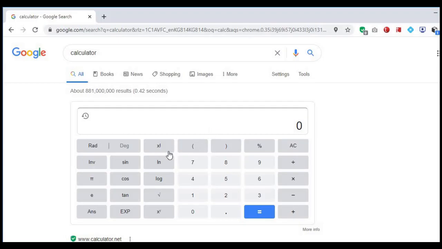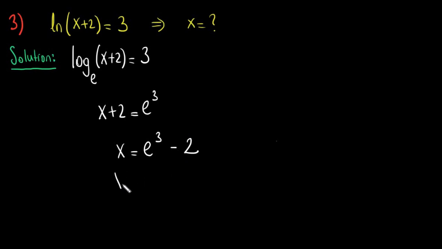So let's use the Google calculator. So e to the power of 3 is just going to be e times e times e. Or we can use this, e to the power of 3 minus 2. That's going to be 18.08, and it actually keeps going on forever. So let's just round that to the nearest hundredth. So let's make it 18.09. So x is approximately 18.09.